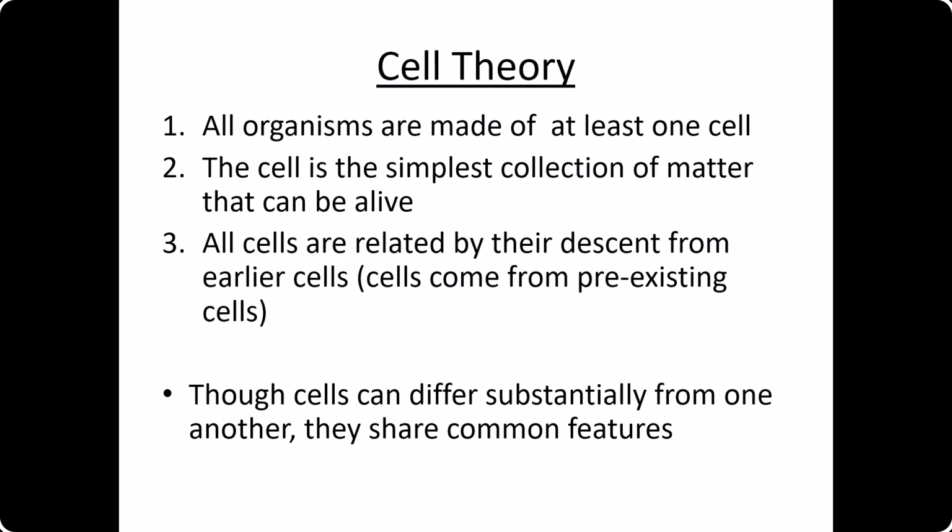So cell theory says that all organisms are made of at least one cell. It also says cells are the simplest collection of matter that can be considered alive, and all cells come from pre-existing cells. Now, that doesn't explain how we first got cells, but it does talk about how we continue to have cells. So even though cells can be considerably different, they do share several common features, which we'll get talking about coming up here.